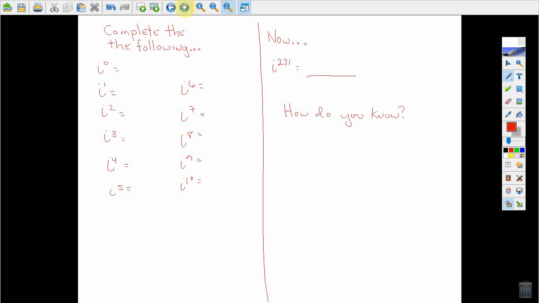Then I have a challenge part for you. Using that table, you went from i to the 0 up to i to the 10th. See if you can tell me what i to the 231st power is. Okay? And let me know how you know that and any patterns you find and all that good stuff.